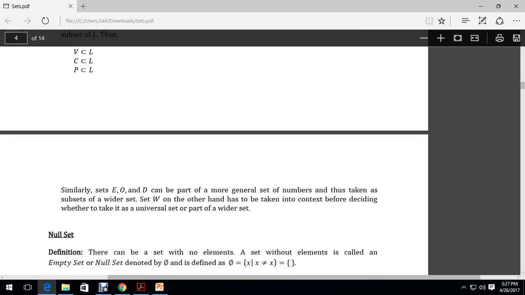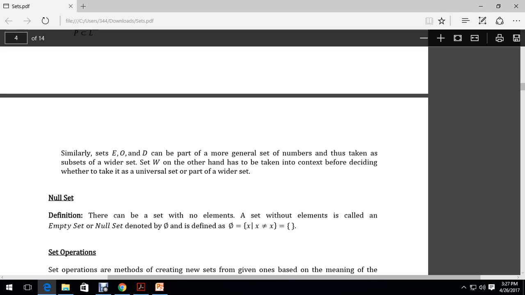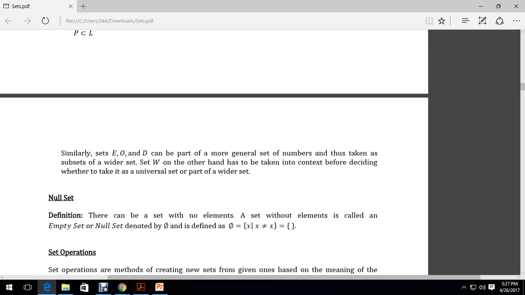Now, for the rest of the sets in the given, similarly, set E, set O, set D can be part of a more general set of numbers and thus taken as subsets of a wider set. Set W, on the other hand, has to be taken into context before deciding whether to take it as a universal set or part of a wider set.